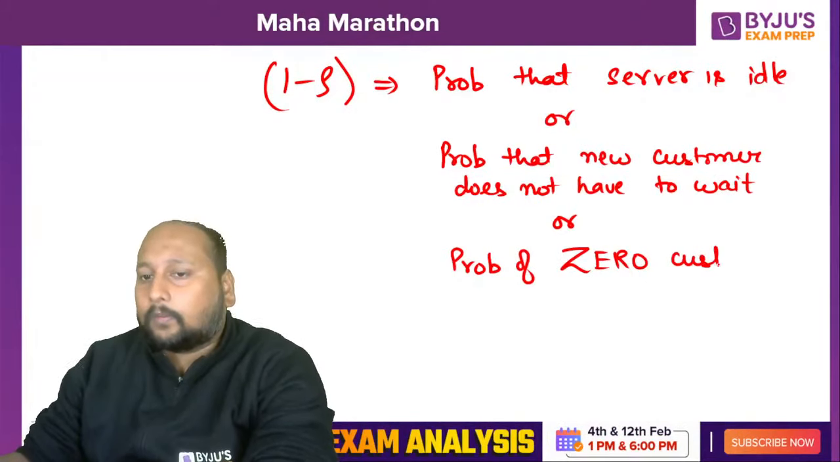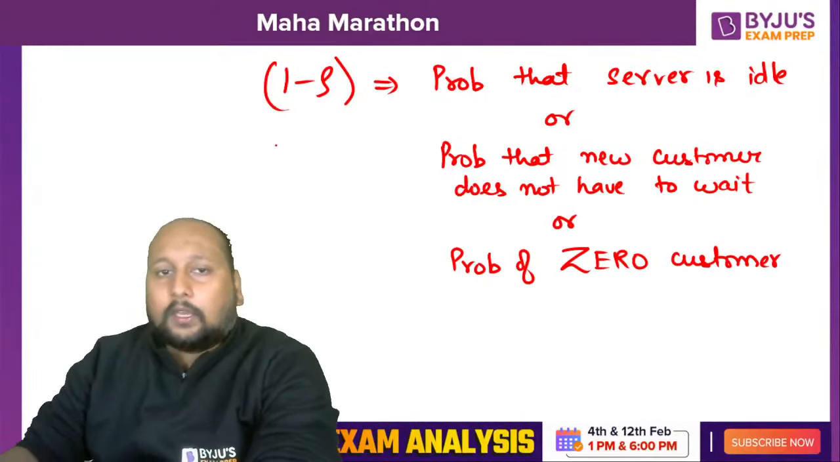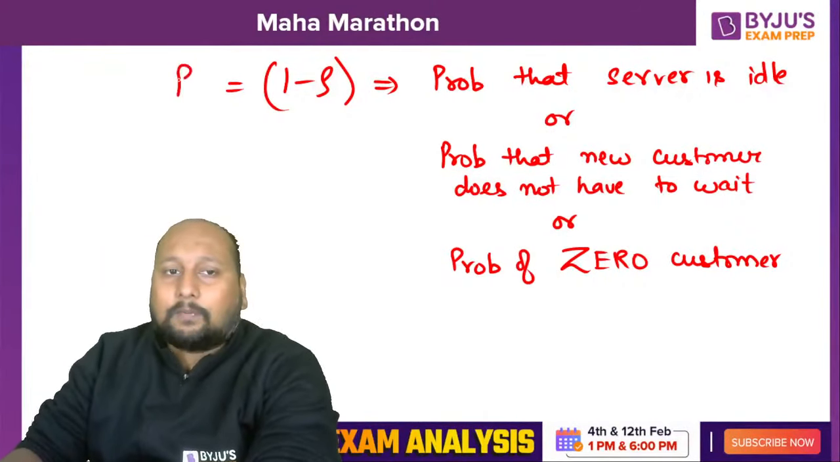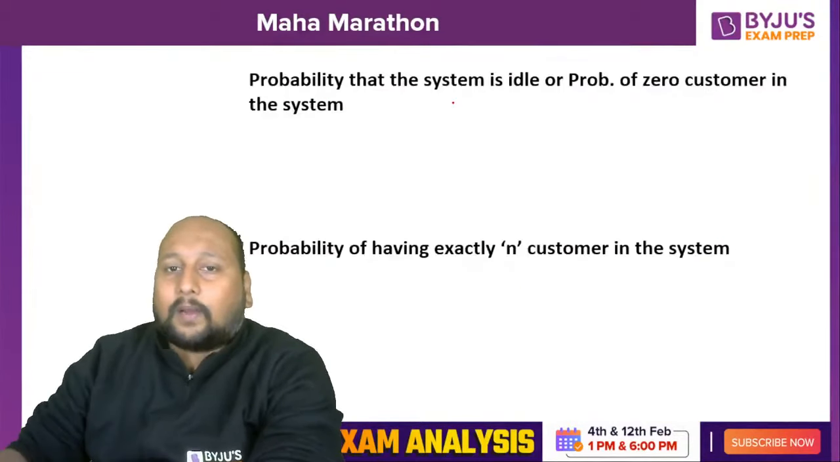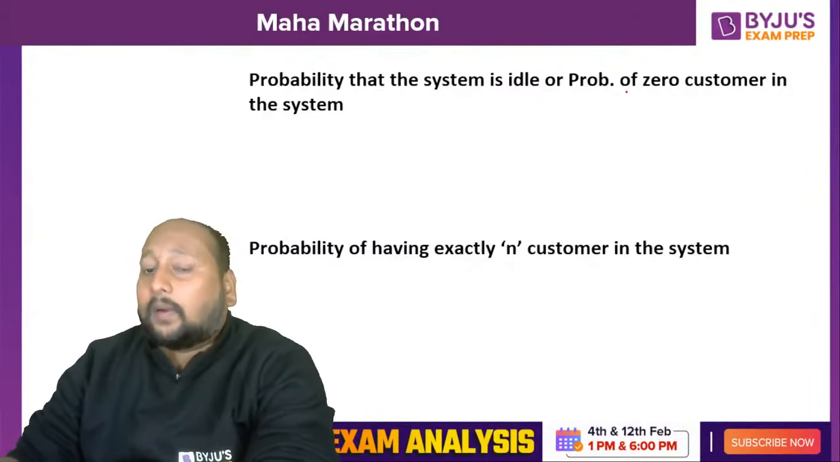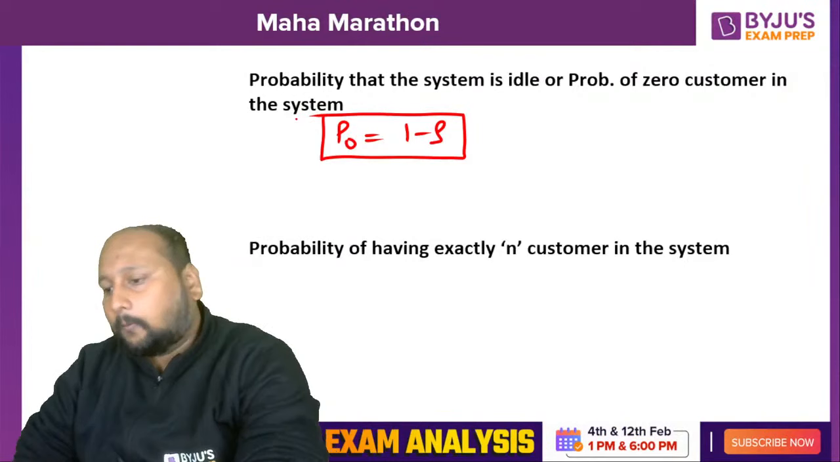Very important, because in the examination you are getting questions directly from this. Okay, so we can also denote this as P0. So P0 is equal to 1 minus rho. That is the probability the system is idle. The probability of zero customers, which we can say P0 equal to 1 minus rho. Okay, fine.